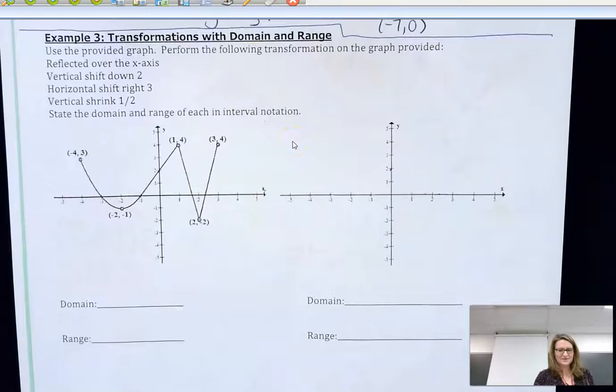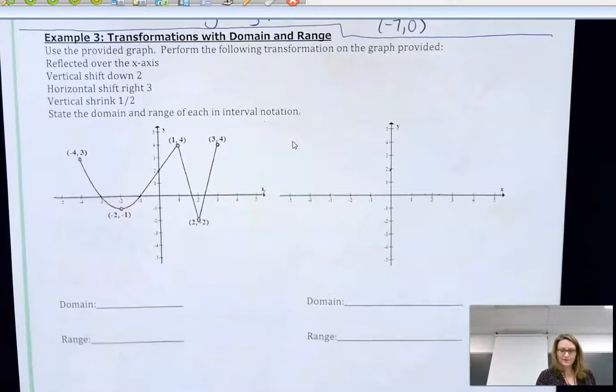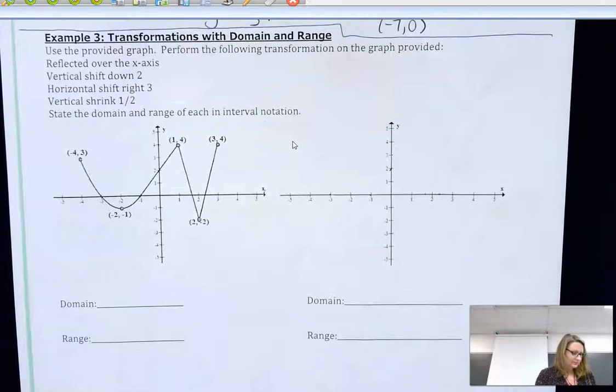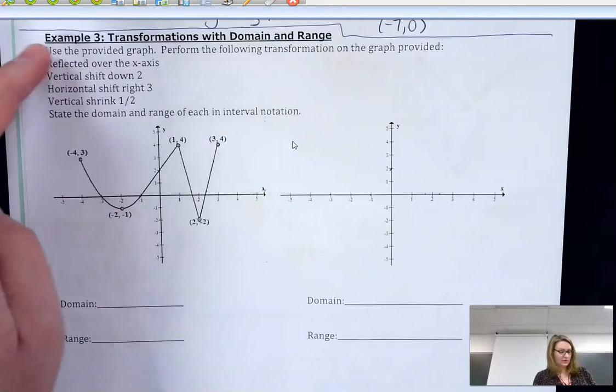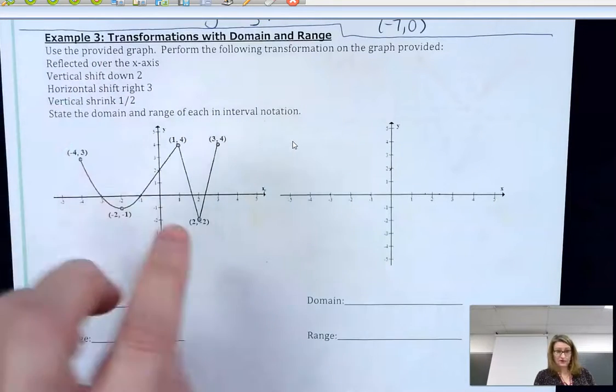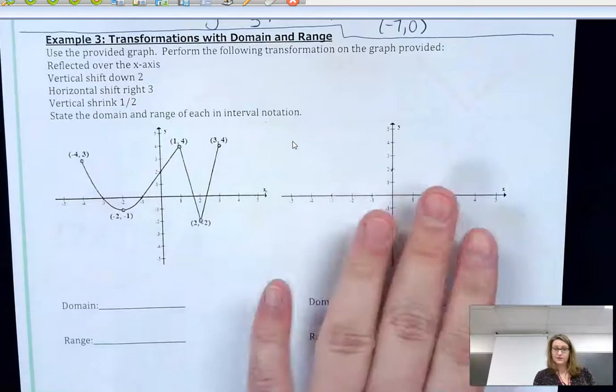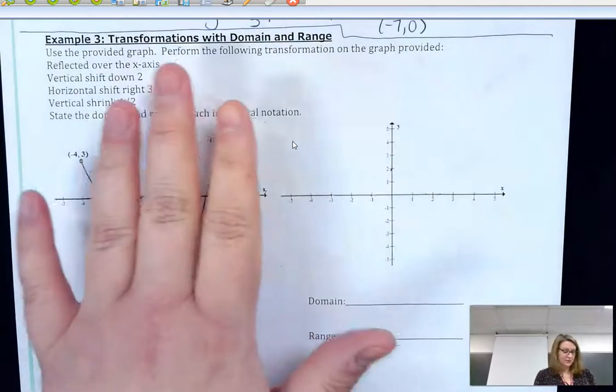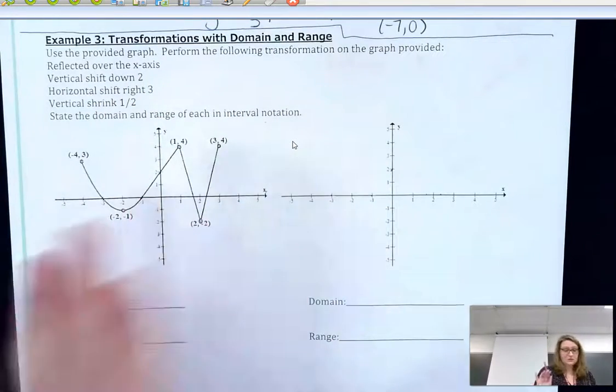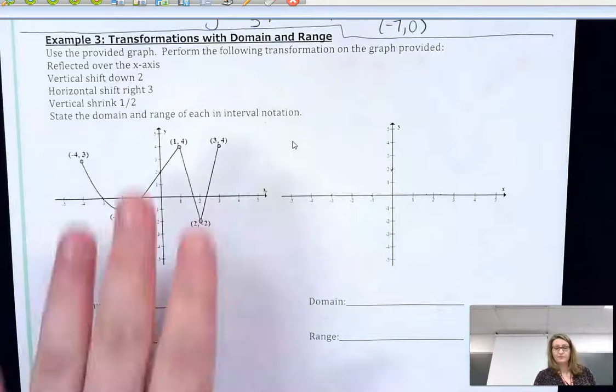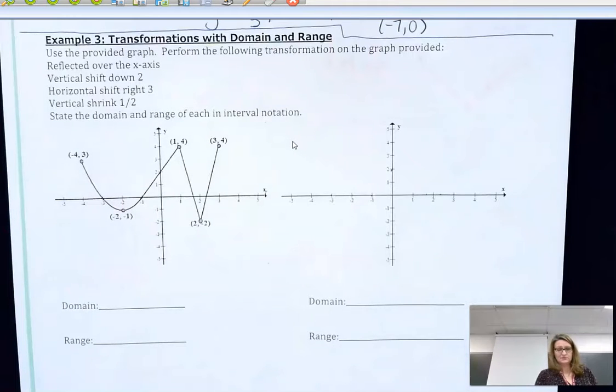All right, so we're just going to do this one example for our flex day. We're going to do domain and range, and then we're going to do all these transformations to this graph and put it on this graph here. This is not a quadratic, it's not an absolute value, just kind of a random function here. It is a function that passes the vertical line test. So before we get started on the transformation, let's just do the domain and range of the original.